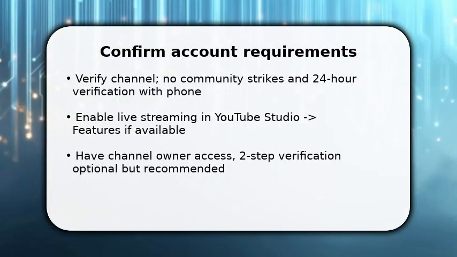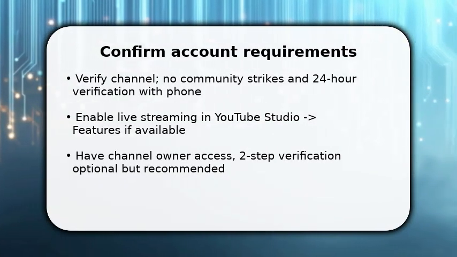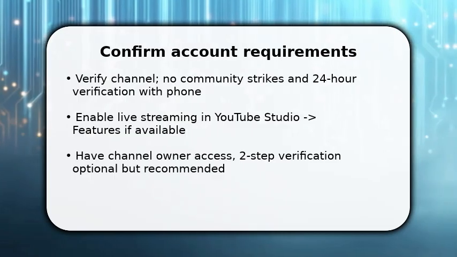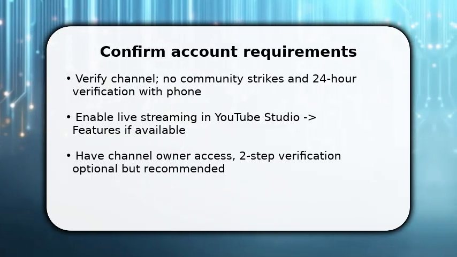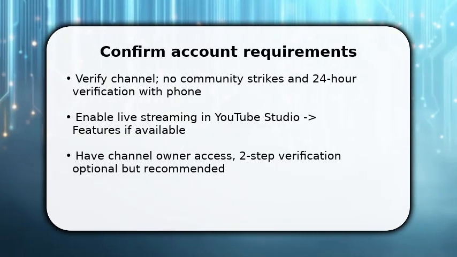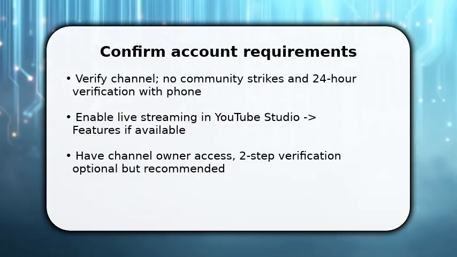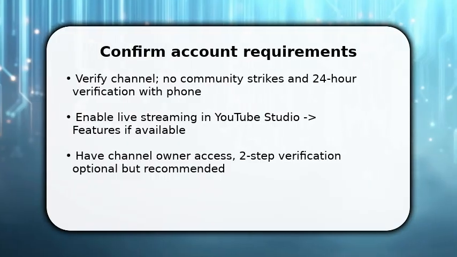You start by confirming eligibility. Make sure your channel is verified with a phone and has no active strikes, because YouTube blocks live features otherwise. Once done, open YouTube Studio and go directly to features to turn on live streaming. This is the first actionable toggle.